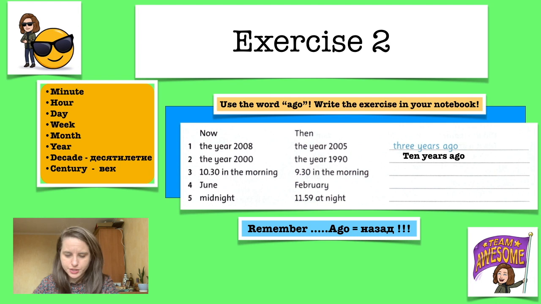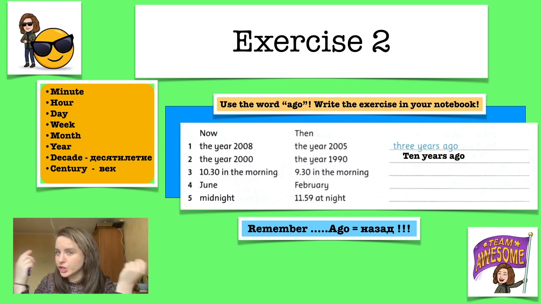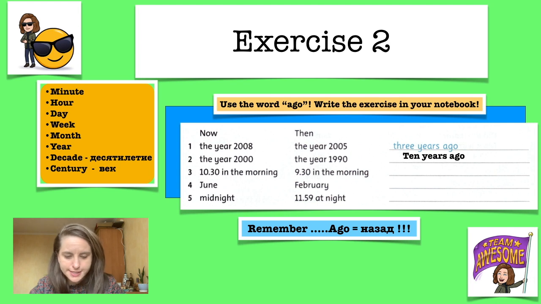Okay? And I just gave you another example. The year 2000 and the year 1990. Сколько лет между ними? How much time? 10 years. 10 years ago. No. If you look at our list on the left, the yellow box, you can see that decade is десятилетие. You can also say a decade ago. Okay? Now, please pause this video and do this exercise in your notebook now.